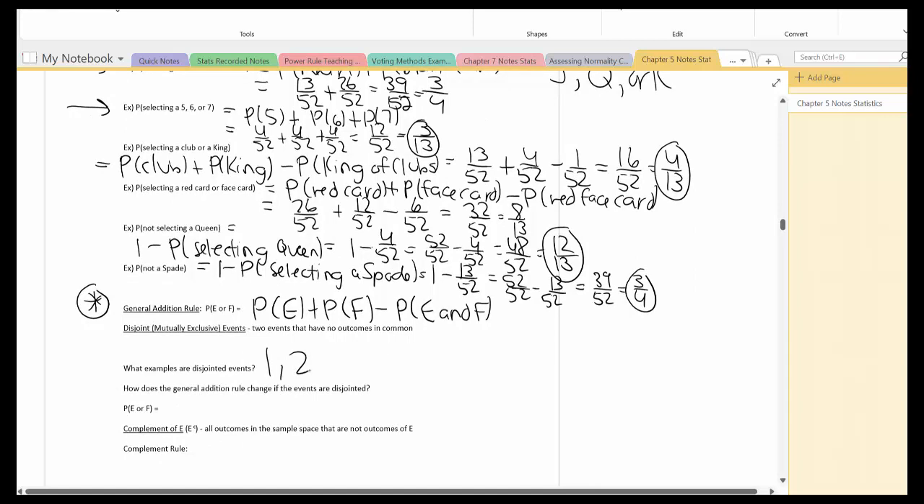So how does the general addition rule change if the events are disjoint? Well, the probability of E or F would be the probability of E plus the probability of F. Well, minus both, that would be 0. So it would just end up being the probability of E plus the probability of F.